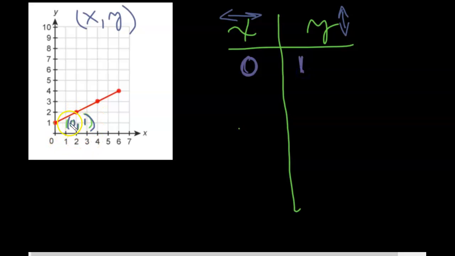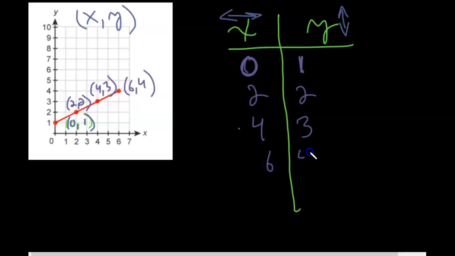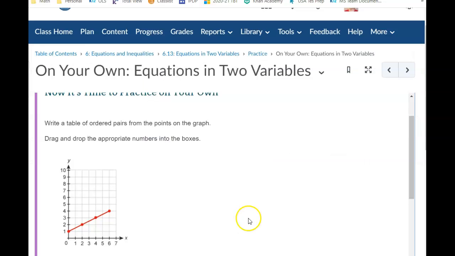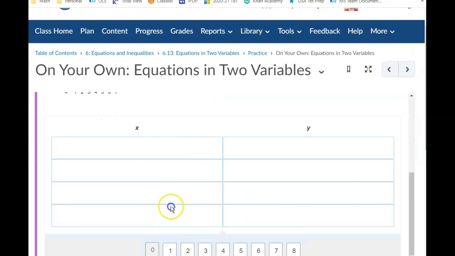Okay. The next point, it looks like it's over 2 up 2. So that one right there, I'd say it's 2, 2. The next point, over 4 up 3. So 4, 3. The next one right here, over 6 up 4. 6, 4. Those are my ordered pairs, just broken out into this chart or this table. So to answer this in here, you just have to drag it.